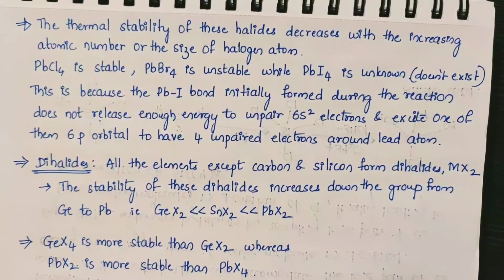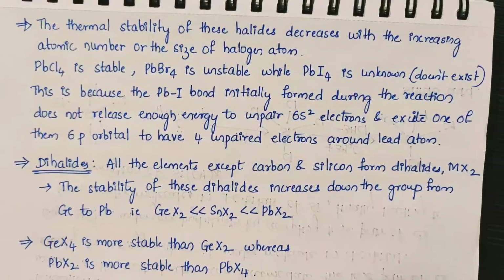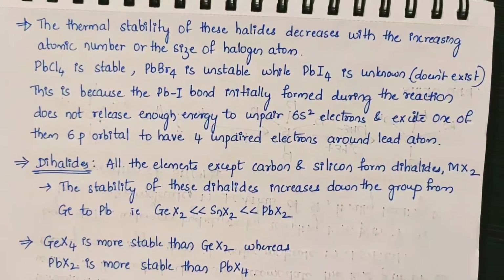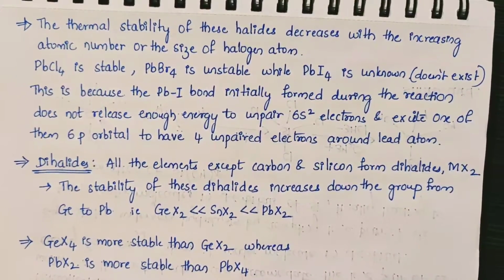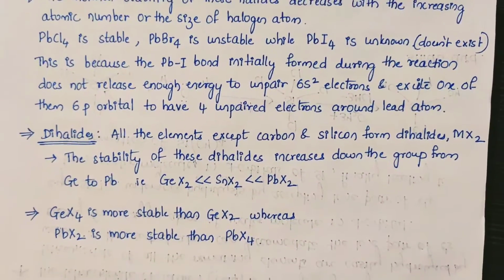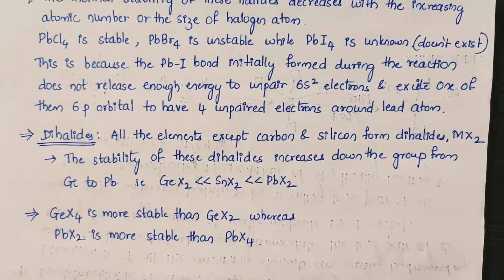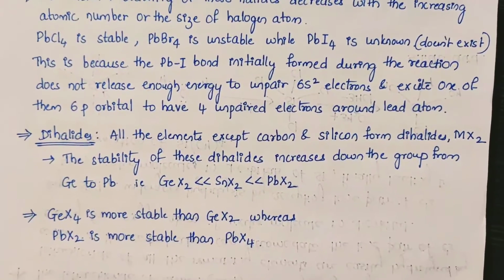Now, for dihalides, all the elements except carbon and silicon will form dihalides. The stability of the dihalides increases down the group from germanium to lead. So whenever you move down the group, the stability of the dihalides tends to increase. For example, GeX4 is more stable than GeX2, whereas PbX2 is more stable than PbX4.